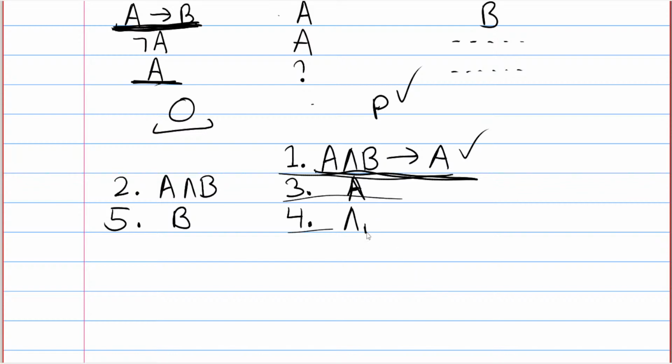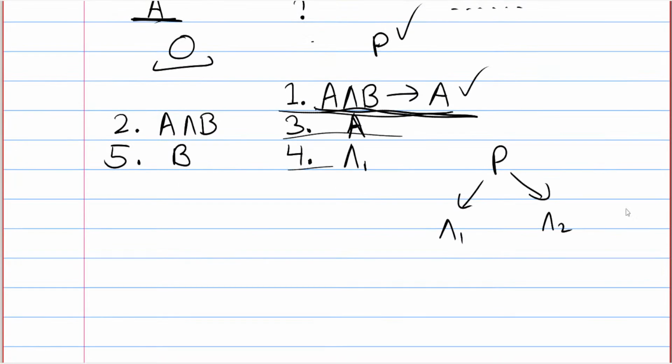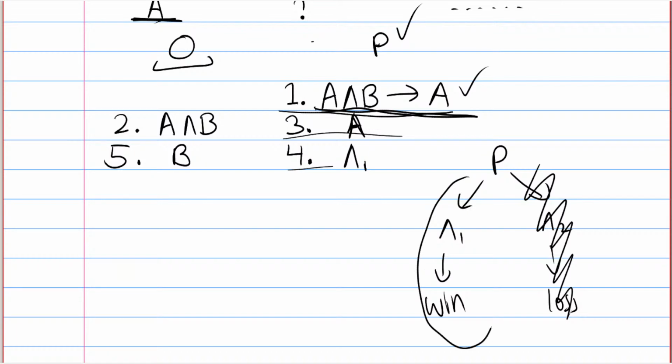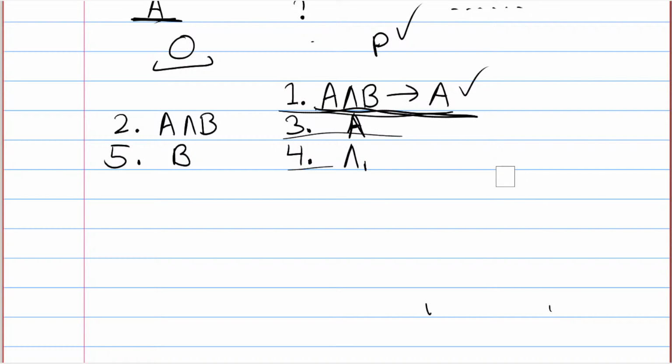It does not matter that P loses there, because P has two options. So the game can continue in two different ways. This is a win, this is a loss. It doesn't matter that there's a branch where P loses. As long as P has the ability to win, as long as there's one branch where P wins, then the formula is valid. So that's an important thing to mention there.